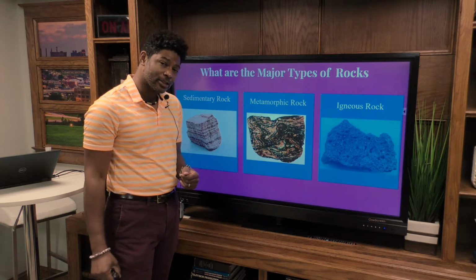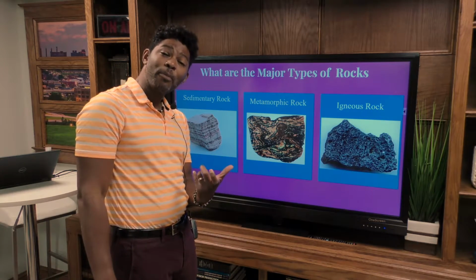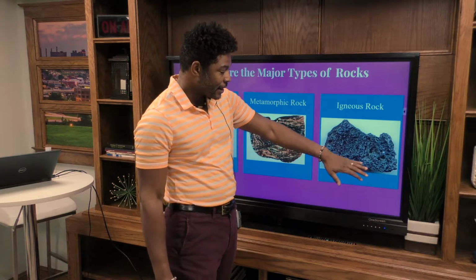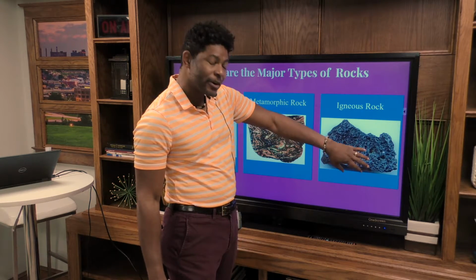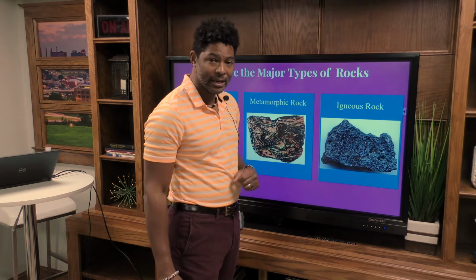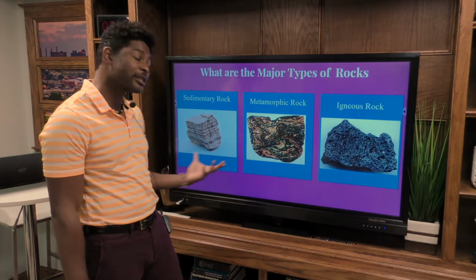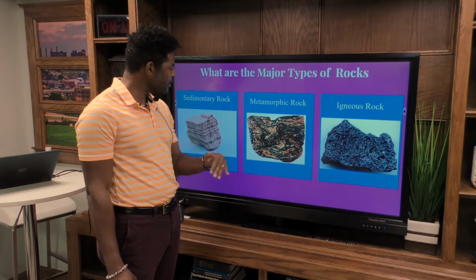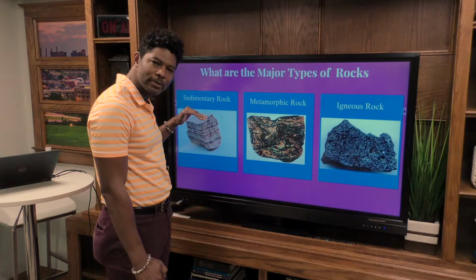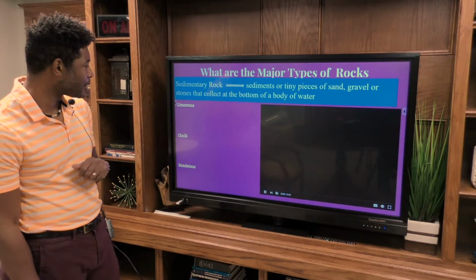And then your igneous rock can be porous, and they have areas where air could get trapped inside. We're going to be talking about the characteristics of all of these, but first, let's talk about how they're formed. So let's start with sedimentary rock.